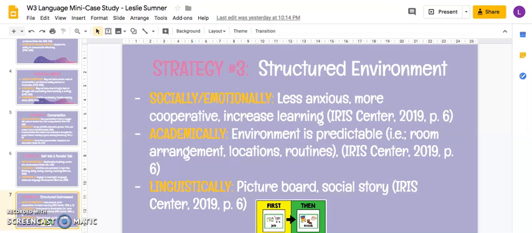In a linguistic context, the teacher can support her by helping her understand what steps she needs to take in order to complete a task with visual cues, like a first-then picture board, which would have pictures, words, or objects. And this board could also help her social understanding as it creates a visual story of what she might need to communicate. This type of strategy overall can develop her independence.